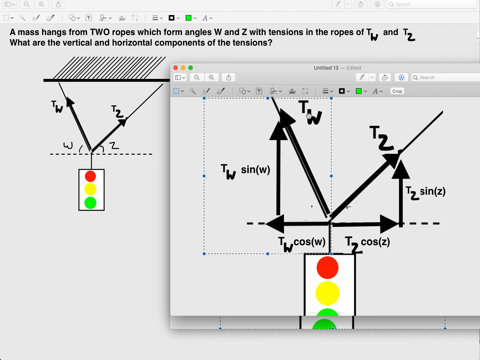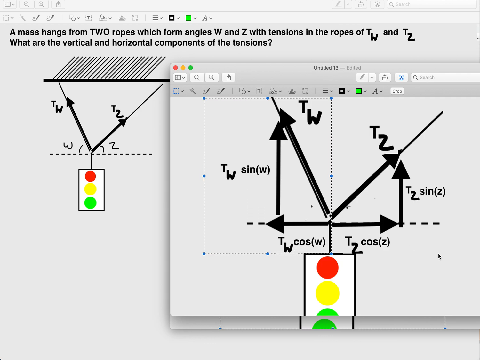Here is the tension in this rope. I've taken away the W. I've removed that so that we can see the picture a little bit better. This vertical component is the tension in the rope times the sine of the angle W, which would be right in there. Sine goes with the opposite side of the angle. Cosine, which goes with the adjacent side of the angle, belongs to this side of the triangle that we form. And here we have it as the tension times the cosine of W.